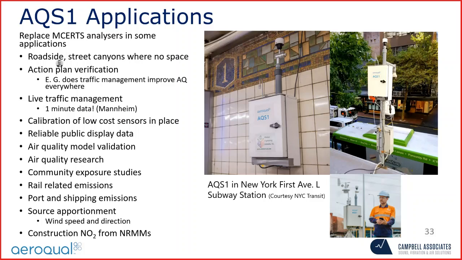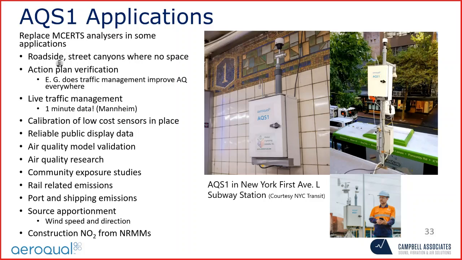One of the other benefits of these systems is you can get 1 minute data off them, which you could never get with conventional MCerts analyzers. So it now means that you can do live feedback onto traffic management systems, UTCs, urban traffic control systems, as they're now doing in Mannheim in Germany. We can also use them for calibrating low-cost sensors once after installation, for public display, for model verification, research, community, and also rail-related and port and shipping emissions monitoring.